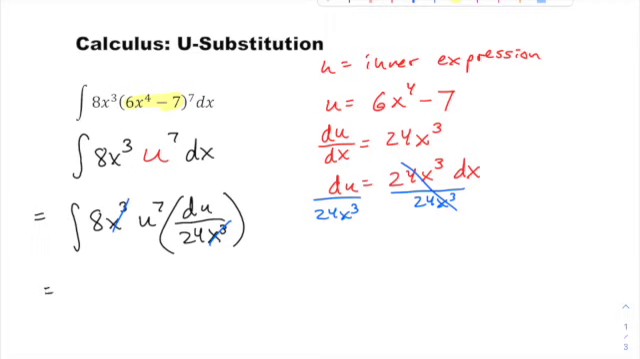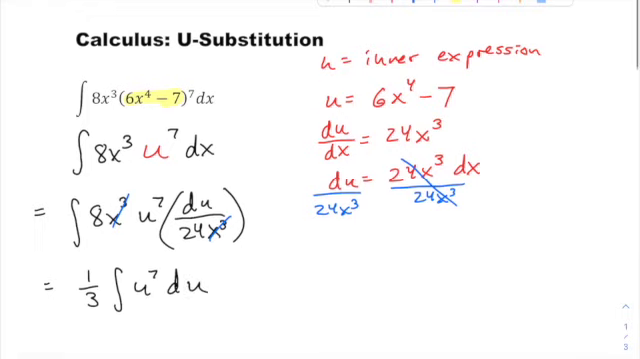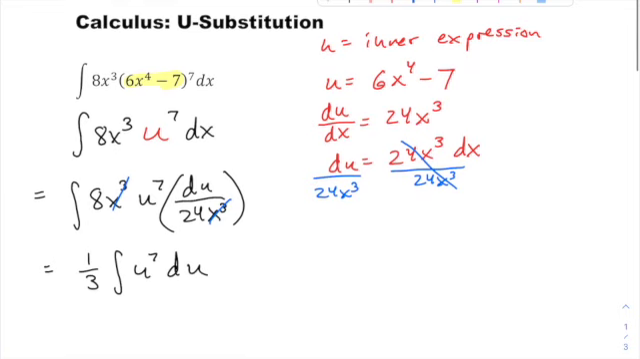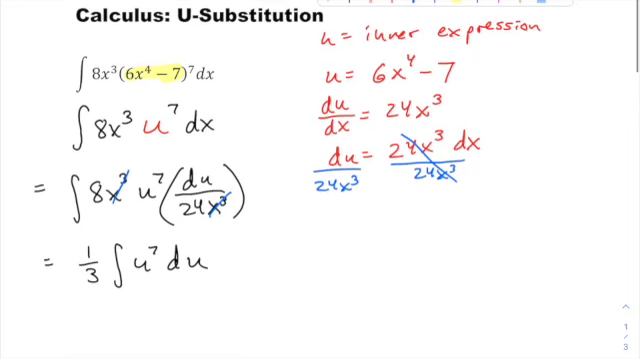So 1/3, you might pull that out in front of the integral because it's a constant coefficient. You might leave it in front of the u to the 7th. It doesn't really matter. But there's what we're dealing with after we do that substitution. And see, now I can integrate that. That's just a basic power rule.